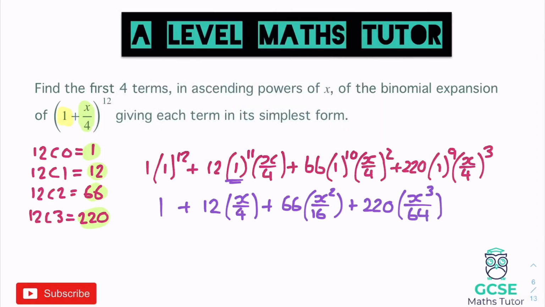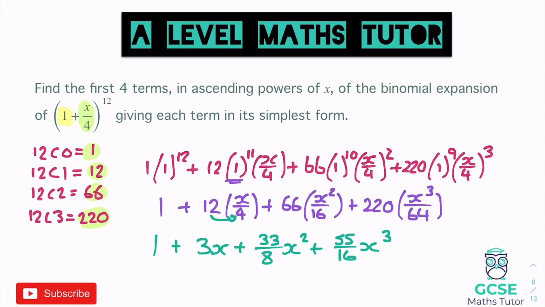And then just simplifying this down again, 1 at the start stays as 1. 12 divided by 4 there, we're doing a quarter of this, so that's 3, so 3x. Then we have 66 divided by 16 for this next piece, which is 33 over 8, not very nice. So we get 33 over 8, lots of x squared. And then we've got the last piece there, which is 220 divided by 64, which gives us 55 over 16 as a fraction. So 55 over 16, x cubed.